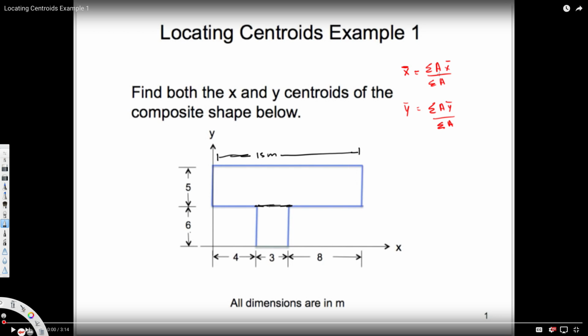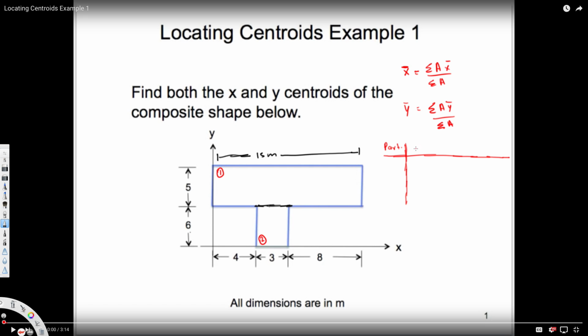So therefore we have to find sigma A x bar, sigma A, and sigma A y bar. To find these, I have to create a table. So this is my table right here. The first column is going to be my parts. Let's divide it into two parts. Since we have divided already, this is going to be part 1, and this is part 2.